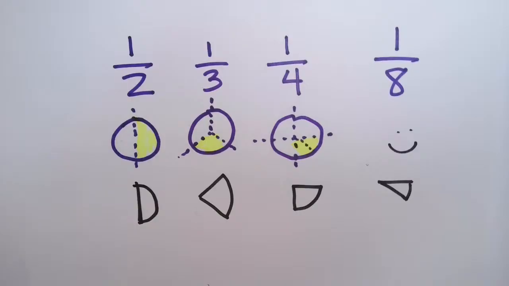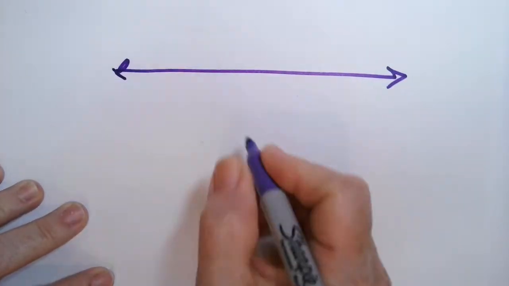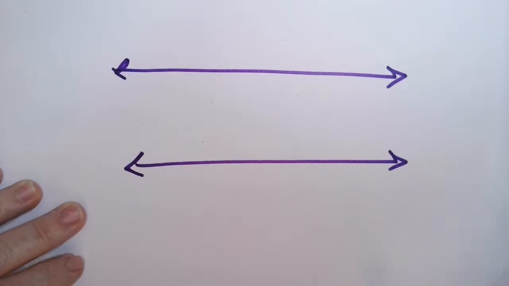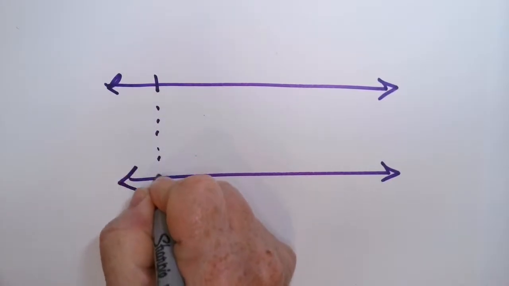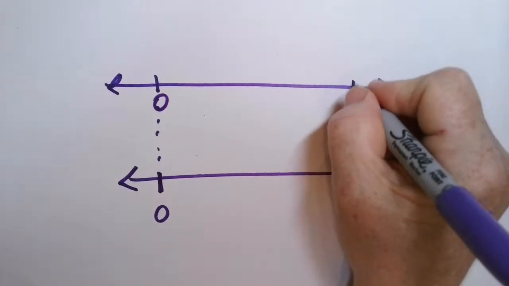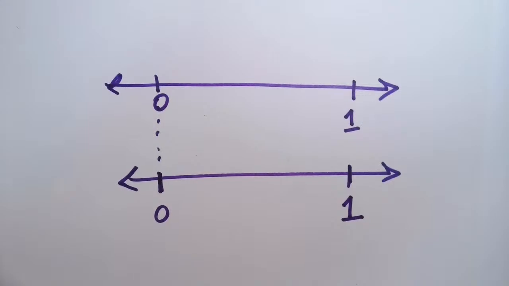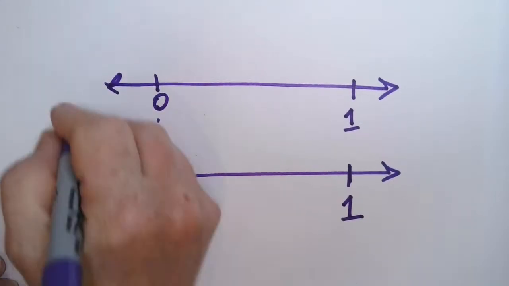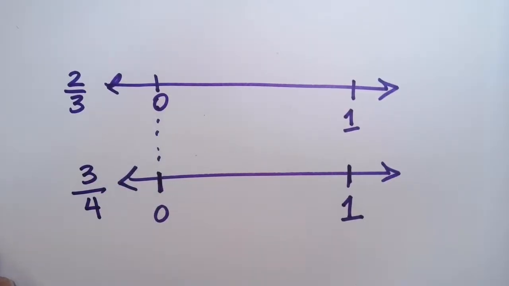Okay, good. So let's take a look at a number line. Draw me 2 number lines, because why have 1 when you could have 2? Okay, so here's your number line. Draw 2 arrows on your page, and then give me a 0 at the same spot on both. That's 0, that's 0. And then give me a 1 in the same spot on both of them. Now I want you to draw me 2/3, and I want you to draw me 3/4 on your number line.